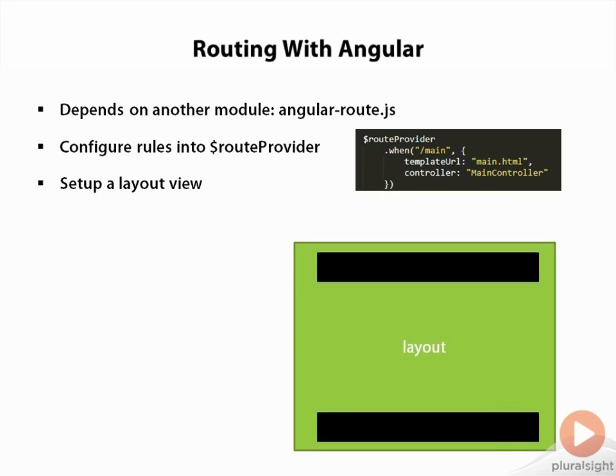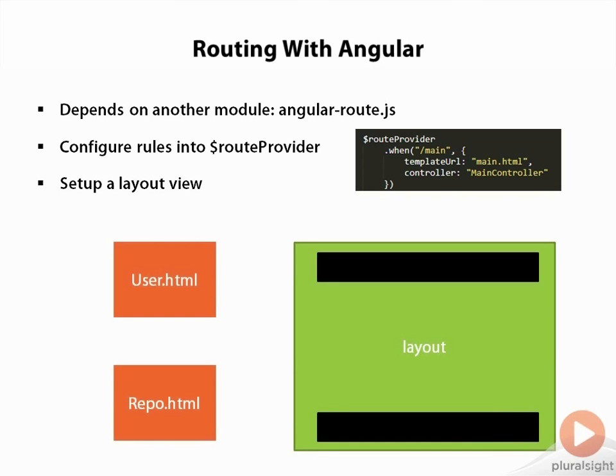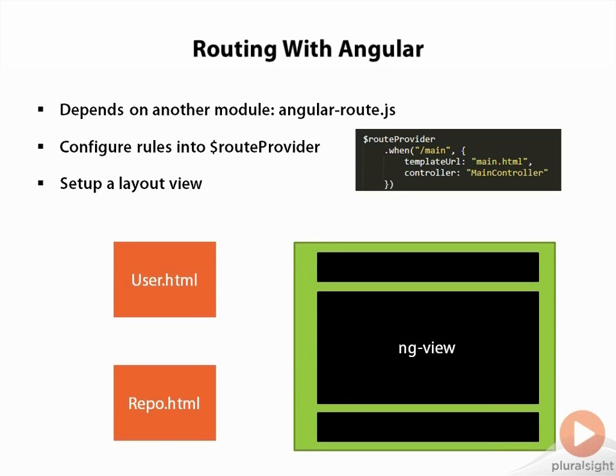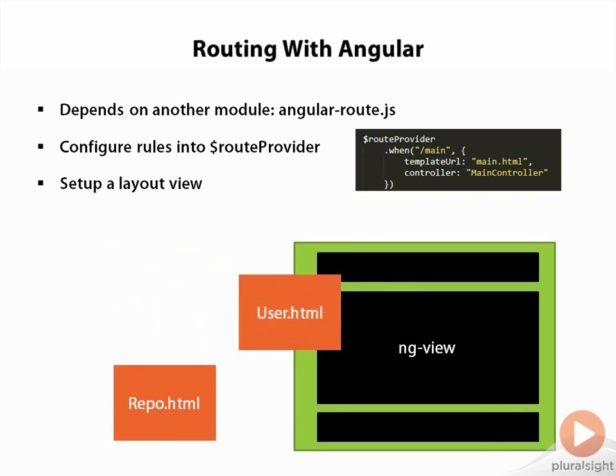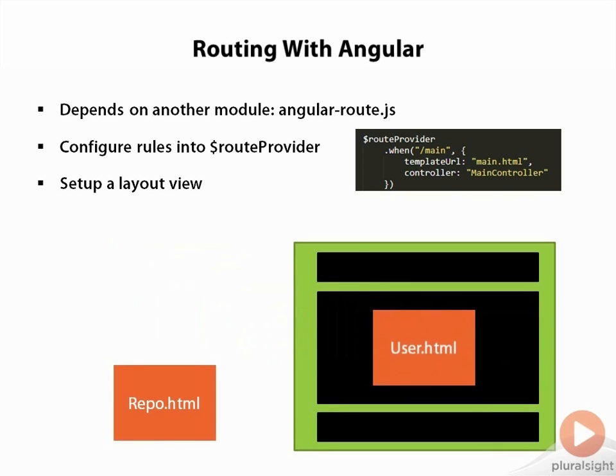But there will be space somewhere in that layout view where the routing engine can load a template that corresponds to the current URL. So let's say we have two templates available, one to display user details and one to display repository details. We will tell the routing engine where to place these templates using a new directive, an ng-view directive. We will use that directive on an HTML element, and it is that HTML element where Angular will insert the template when we're at the right URL.